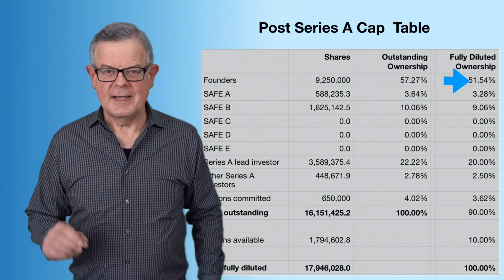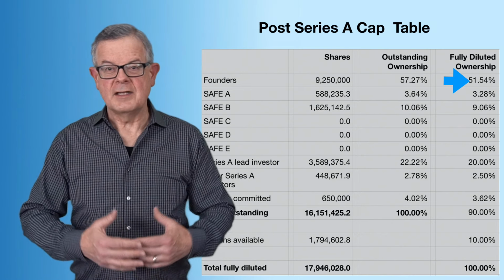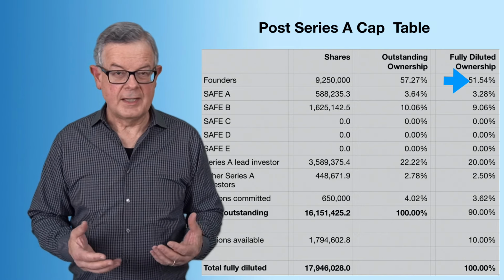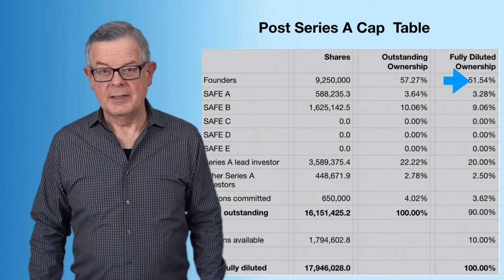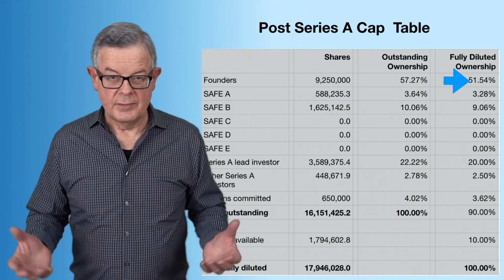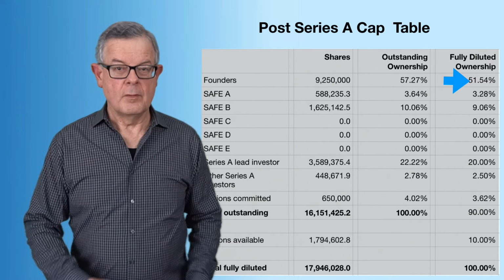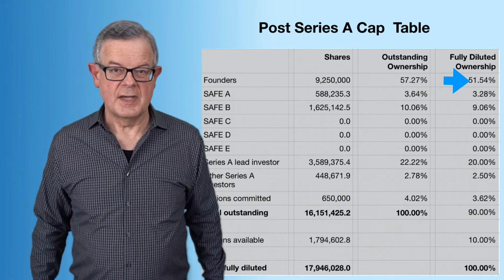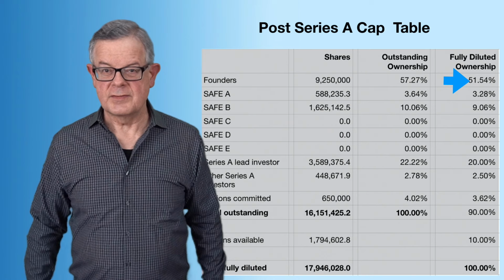And that's a good example of how all of that convertible security money can creep up on you and cause quite a bit more dilution. Really about double the dilution that would have resulted from just the original Series A investment without the safes involved.